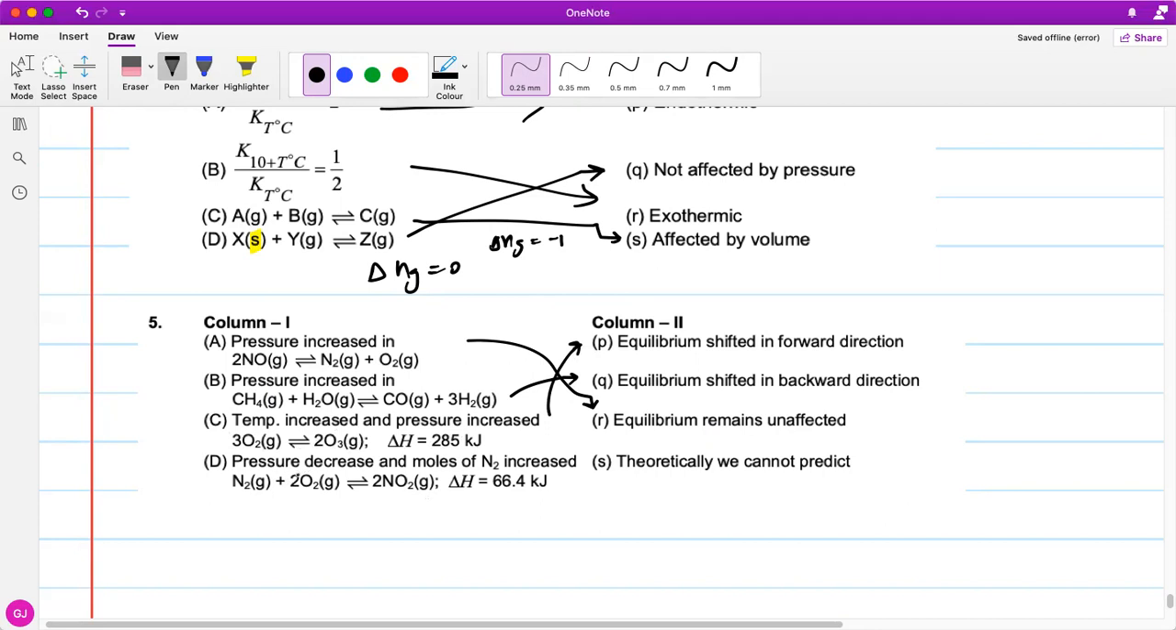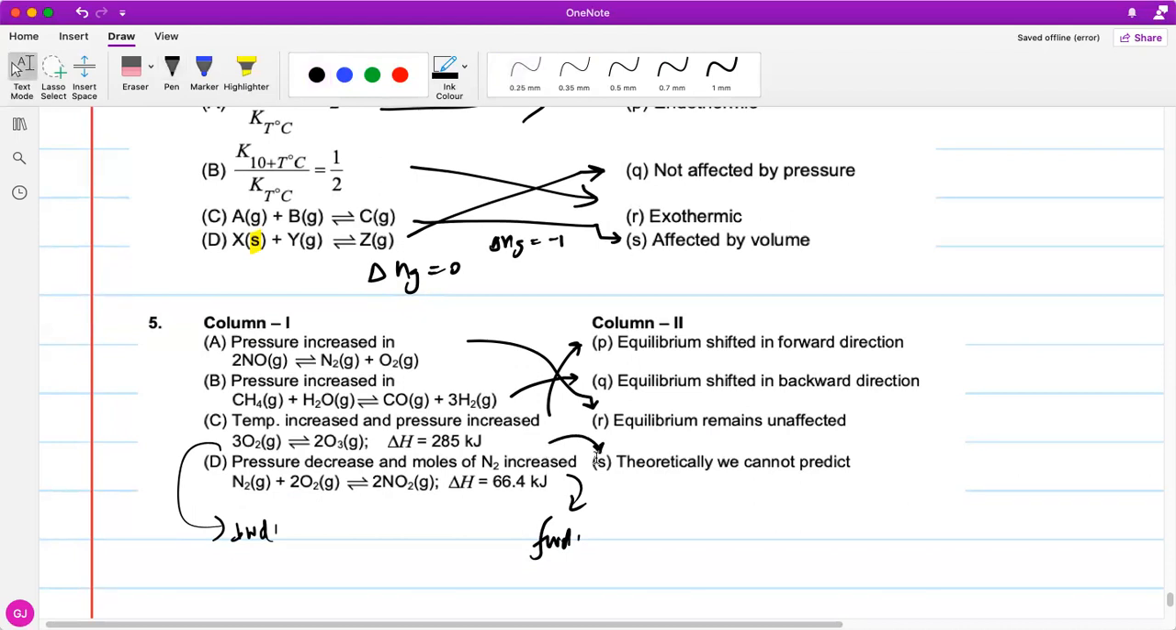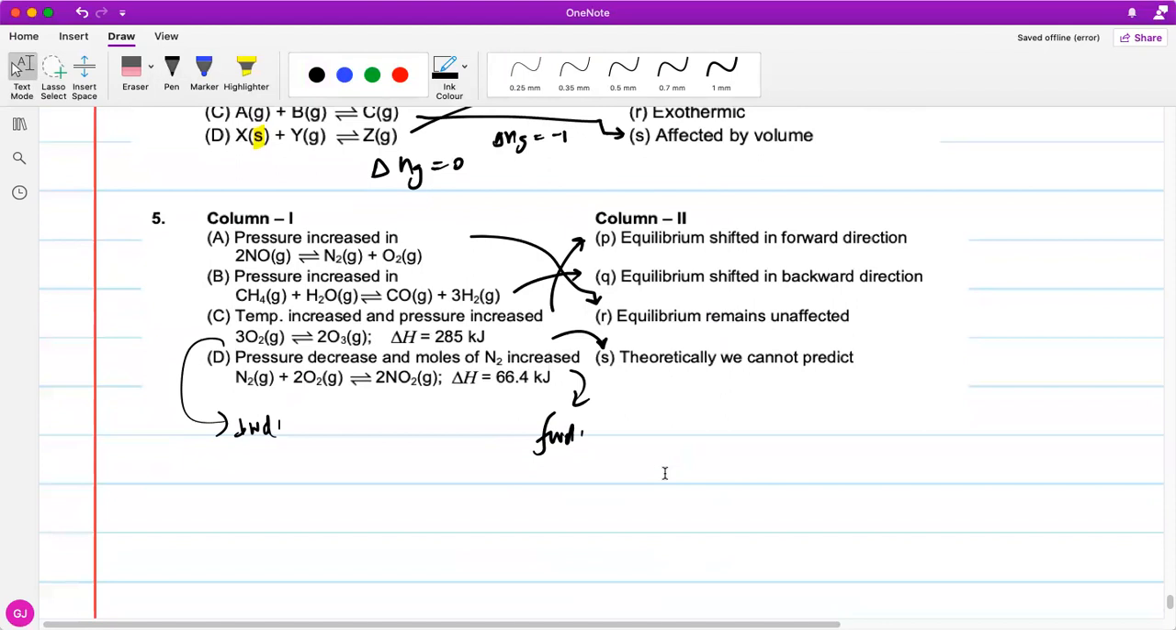And in the last option over here, you can see that pressure decrease would cause what? Would shift the equilibrium towards more gas moles, which is backward, right? And increasing the moles of N2, which is like increasing the reactant, would shift the reaction forward. So it means that we'll have to get data to really understand what will happen. Otherwise, theoretically, we cannot predict. Right? So pretty simple, match the columns.